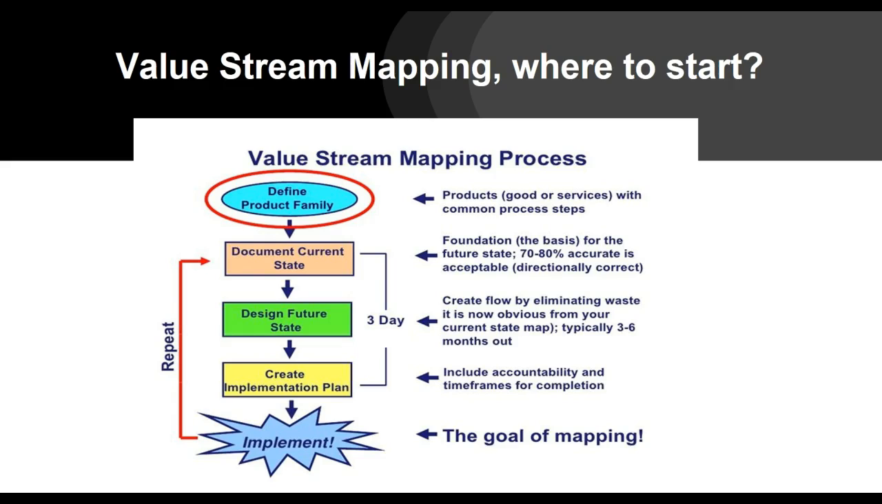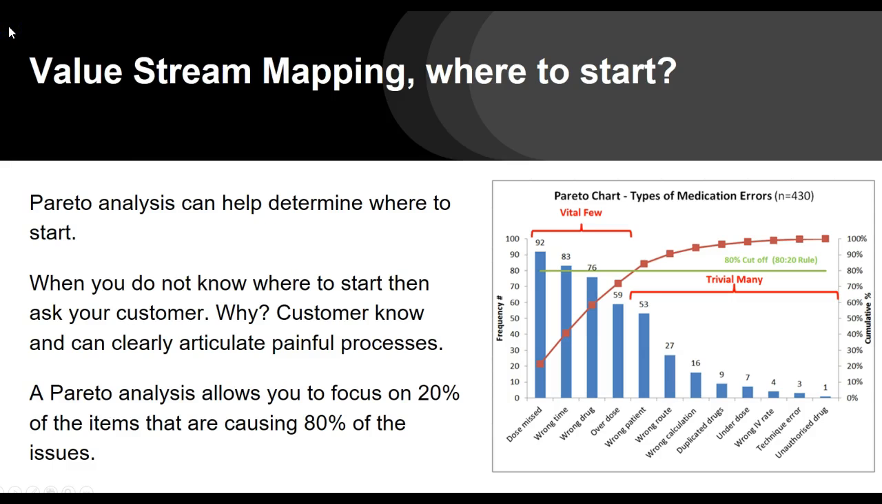Well, a value stream map involves all the steps, both value added steps and non-value added steps required to complete a product or service from beginning to end. So we understand that we have to define the product family, right? We have to define the products, the goods or services, document the current state, design the future state, create the implementation plan, PDCA, you're going to hear me say that, implement, and what's not seen in the picture, make sure that you have adoption from the implementation.